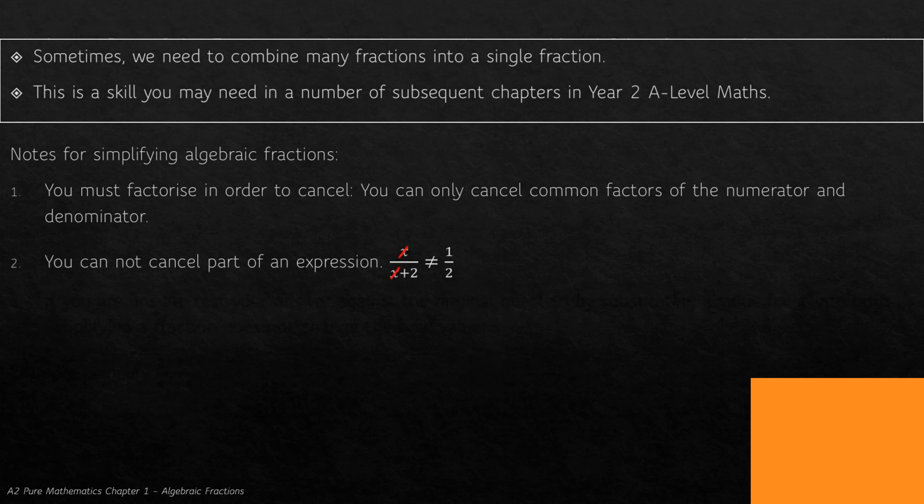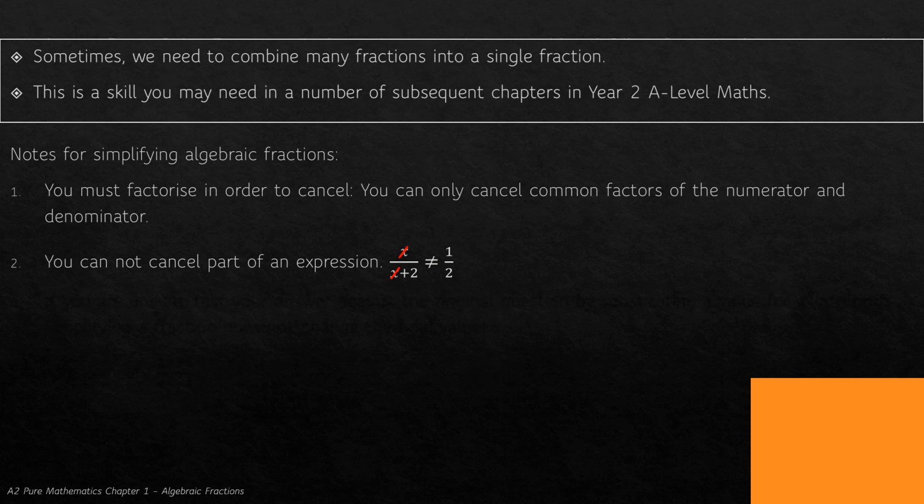The biggest misunderstanding that we see here is this. You cannot cancel part of an expression. That x there and that x there, they don't cancel out because the term at the bottom is actually x plus 2. This expression at the bottom is x plus 2. Therefore, we can't cancel across a plus or a minus sign. That's because this line here means divide, so it needs to be the inverse of division, which is multiplication.